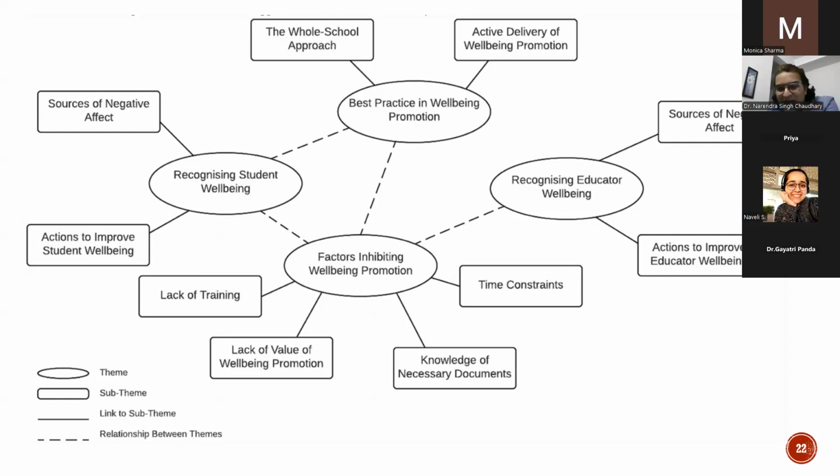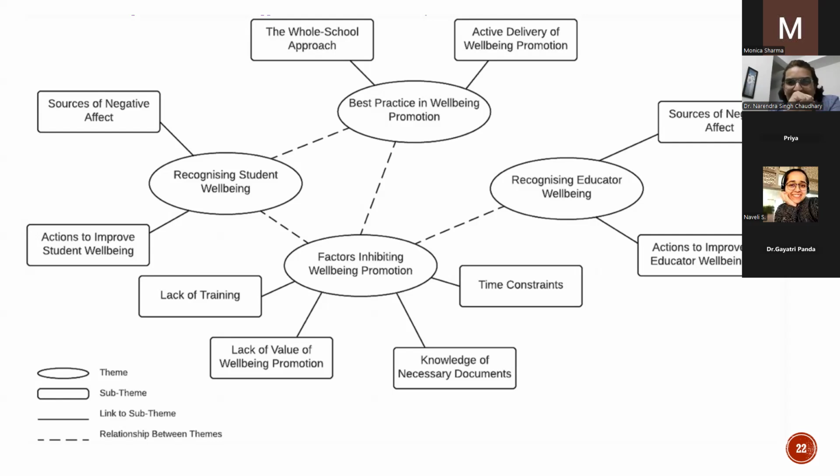that is also impacting and recognize the educator well-being? And are they not connected to the student well-being? And are they not connected to the best practice in well-being promotion? Naveli, what you say? It makes sense now. They are connected. They are connected, no? Yes, yes, they are. So just take any one, for example, right?